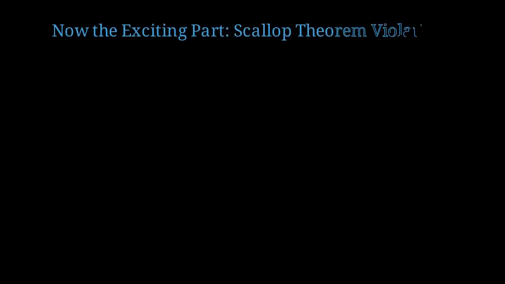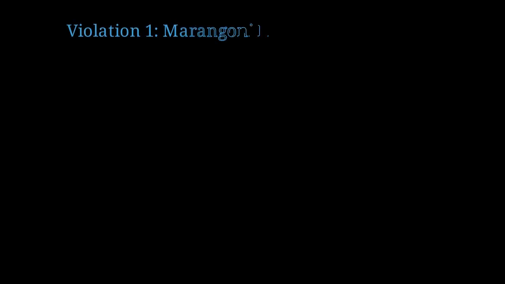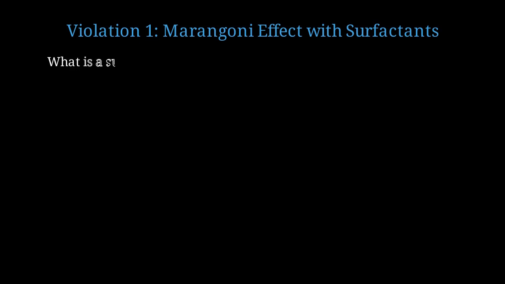Now we get to the really exciting part. Violations of the Scallop theorem. Under certain conditions, reciprocal motion can produce net displacement. The first violation we'll explore is droplet self-propulsion via the Marangoni effect using surfactants. A surfactant is a surface active agent, a molecule that reduces surface tension. Soap is a common example.